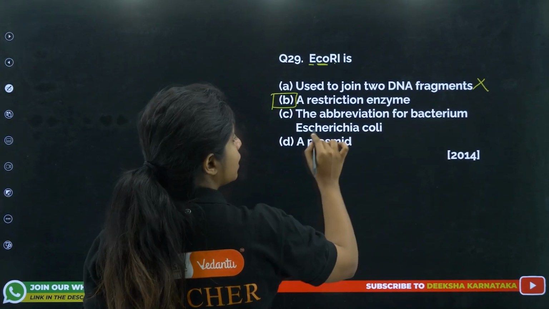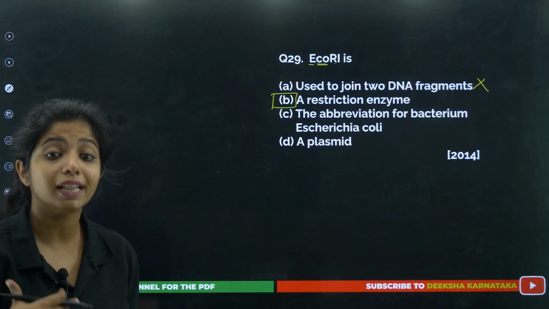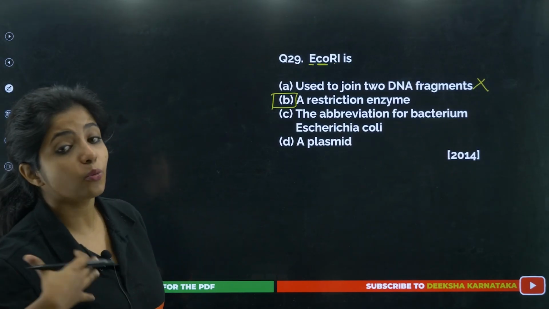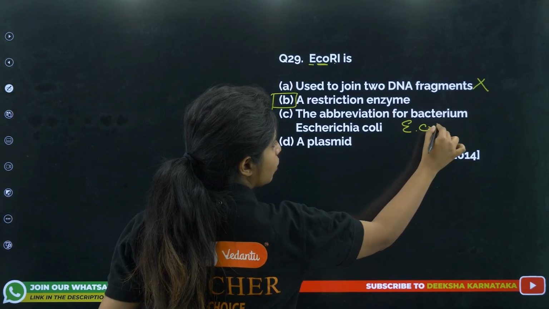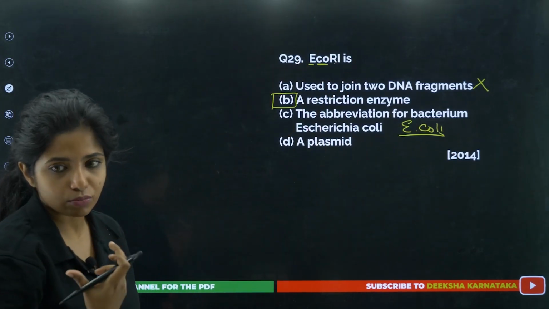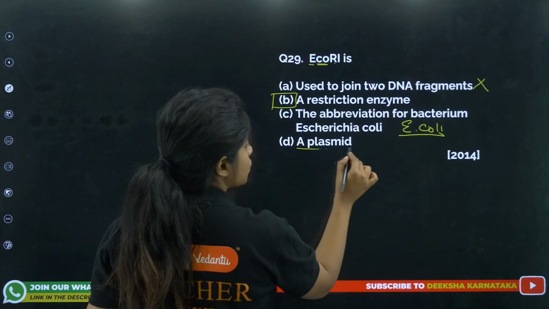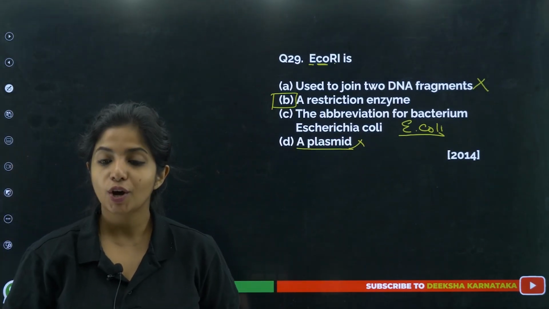The abbreviation for bacterium Escherichia coli? No, it is not the abbreviation for the bacterium, it is the abbreviation for the enzyme. So EcoRI is there. Basically, the abbreviation for the bacteria will be E. coli. Over here we are basically talking about the enzymes, and over here it said it is a plasmid. No, it is an enzyme, it's a restriction enzyme, and this question came in 2014.